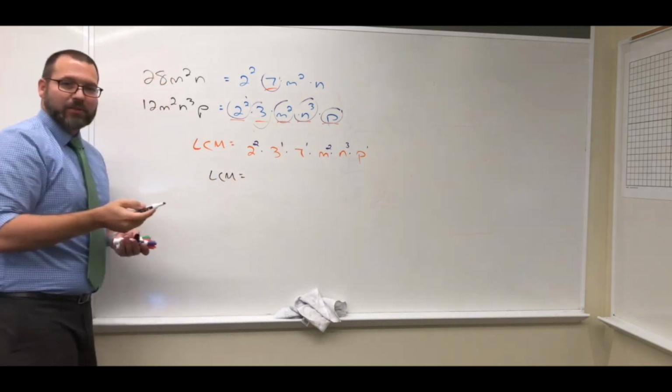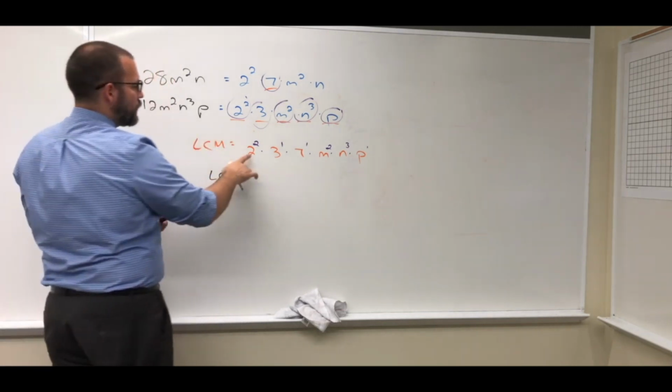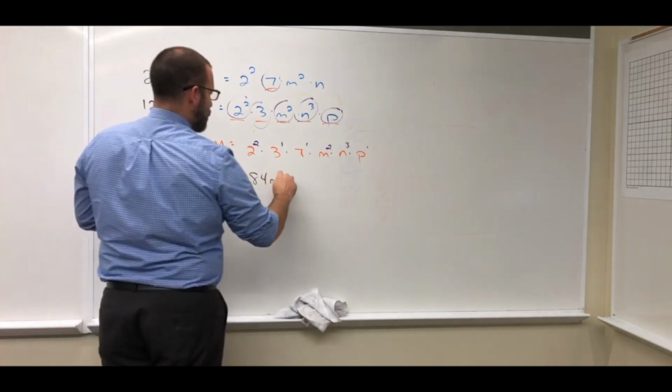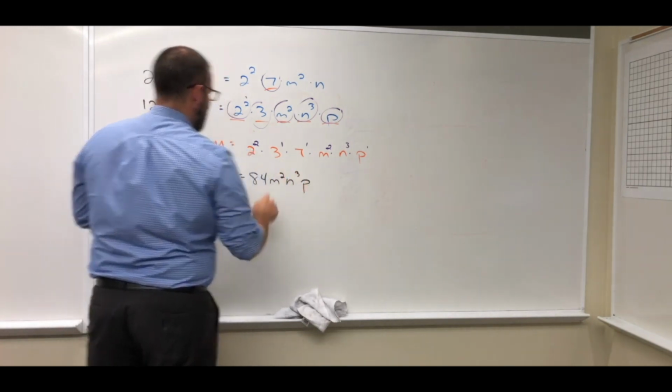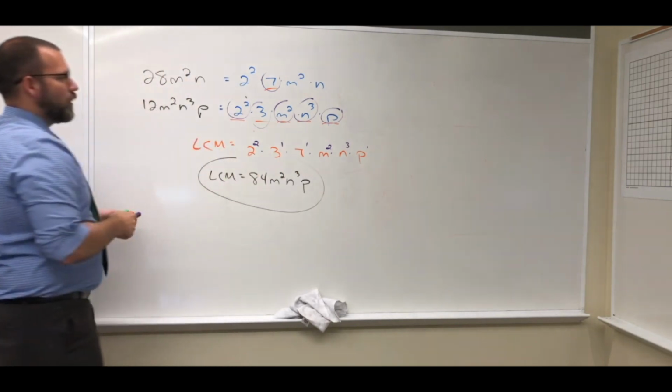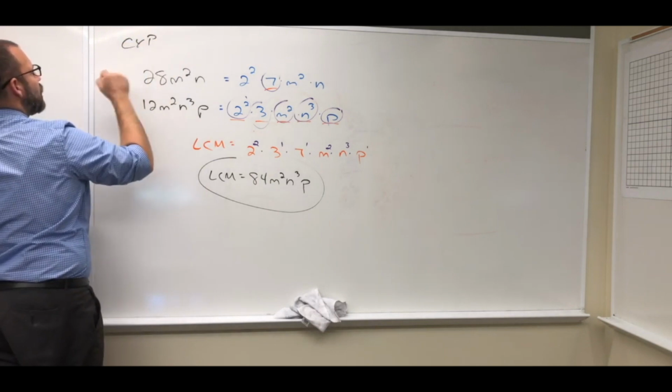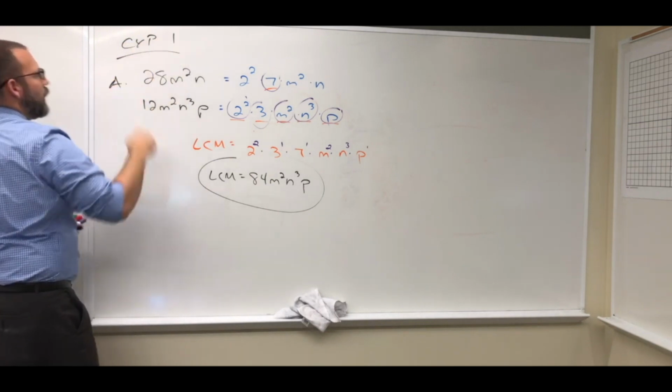Now, we don't even have to multiply it out, but we will. 2 squared is 4 times 3 is 12 times 7 is 84. M squared n cubed p. And so there is our LCM. That was Check Your Progress 1A.